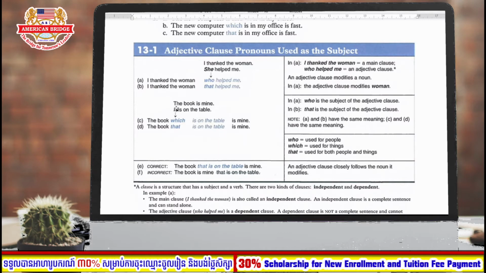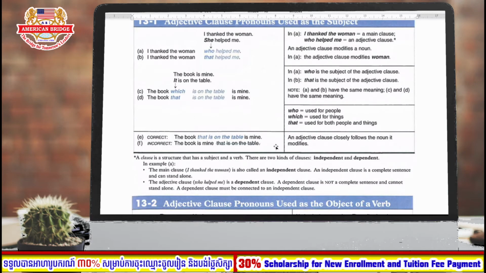In this sentence, the word it, which has the same meaning as which and that, functions as the subject. So we can say that which and that, the adjective clause pronouns in this case, can also function as the subject. An important point to remember: you can use who to refer to or modify people, which to modify things, or for both, you can use the word that.